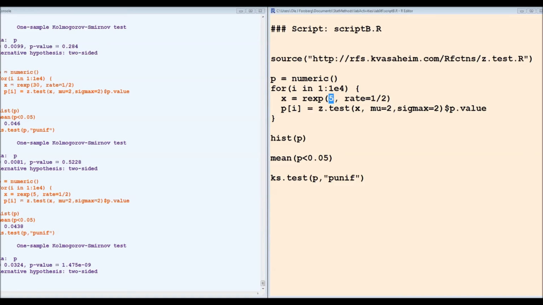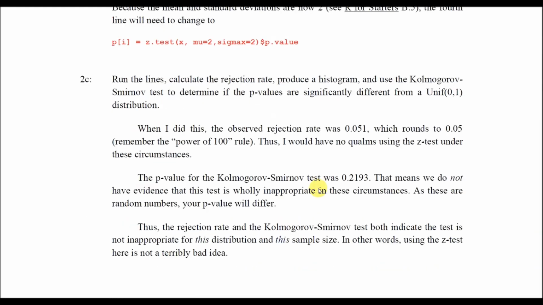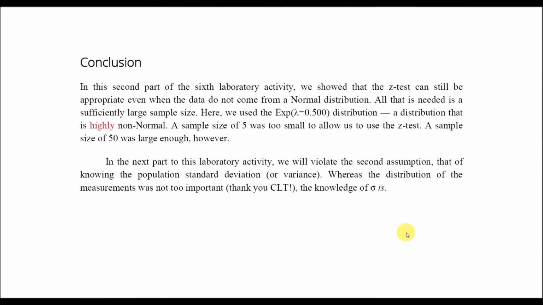So in this second part of the 6th laboratory activity, we show that the z-test can still be appropriate even when the data do not come from a normal distribution. That is, we can still use this test even if not all of the assumptions are met. Specifically, the assumption of normality can be violated, and as long as the sample size is large enough, it seems to work. Well, technically, as long as the sample size is large enough and the data are exponentially distributed.